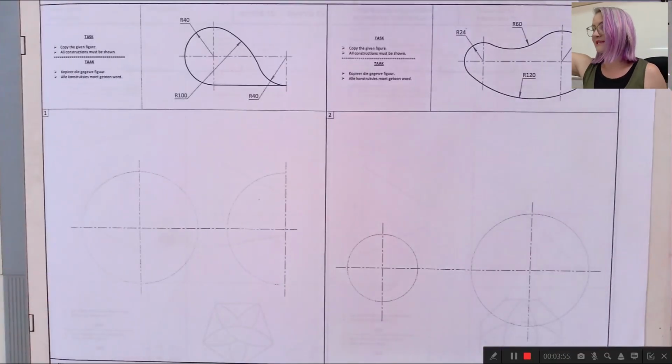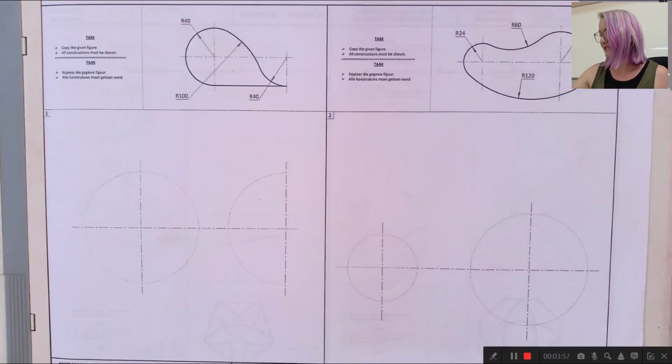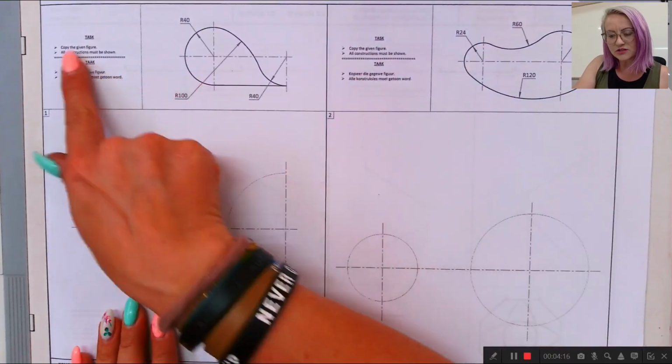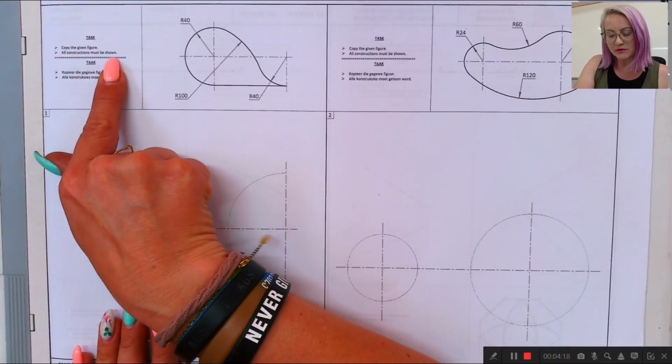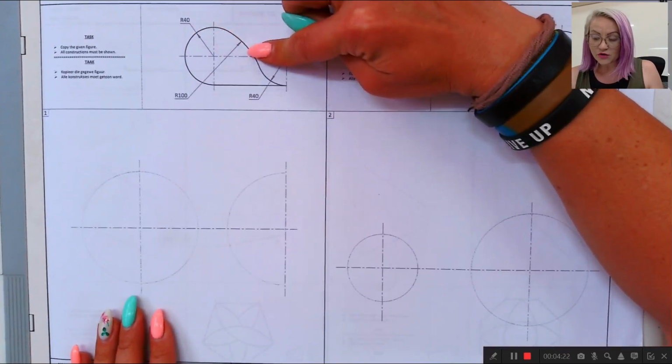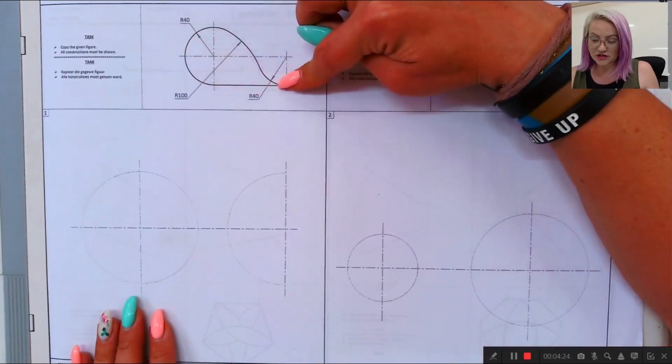Okay, the second mistake that learners generally make in exams is the messy tangency construction. Lines and arcs must touch smoothly at exactly one point. If they don't, you lose accuracy marks. So here I've got a question where they want us to copy the given figure, all construction must be shown. So this is arcs connecting to arcs, or arcs connecting to a straight line.